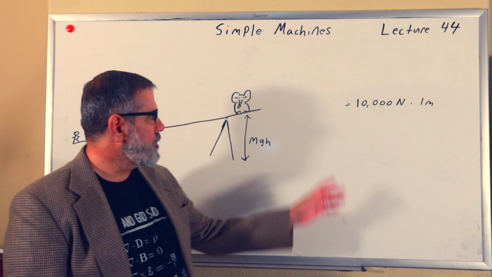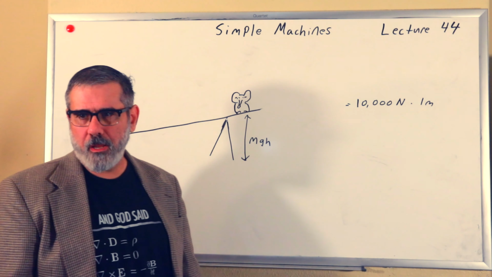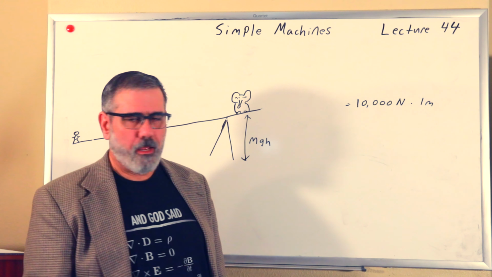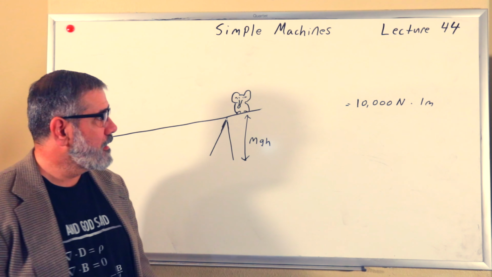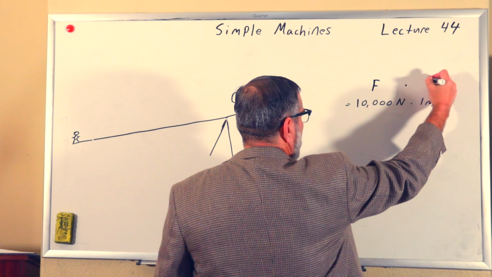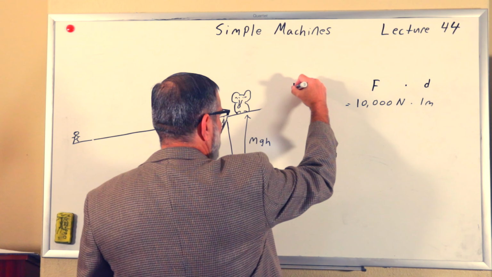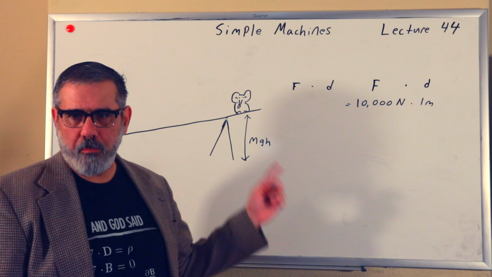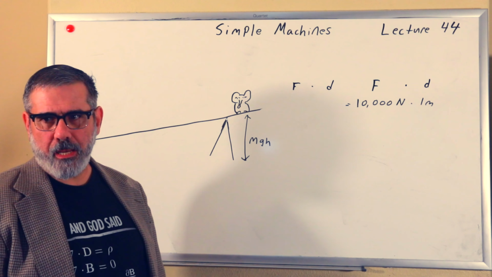Now, to do this work on this elephant, we would have to do work on the elephant. This is the work that would be done, and this is the work we have to provide. But it's force times distance. Imagine if I could divvy it up such that I still got the same amount of work, but I had to apply less force. What would I have to change?